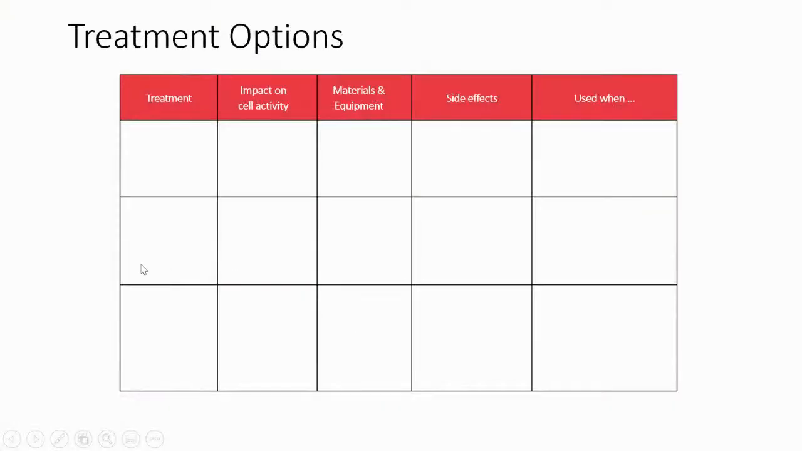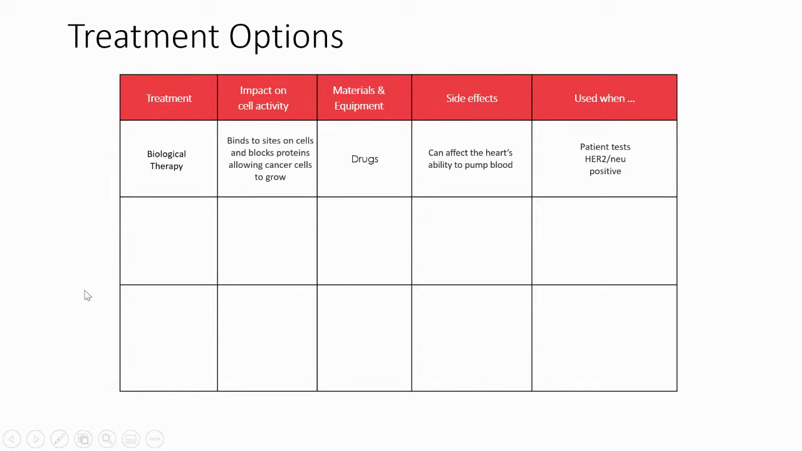So this week, as I've mentioned, we are going to be talking about different treatment options. The first one is biological therapy. What this does is it binds to sites on cells and blocks proteins that allow those cancer cells to grow. So this is a drug, and a side effect is that it can affect the heart's ability to pump blood.